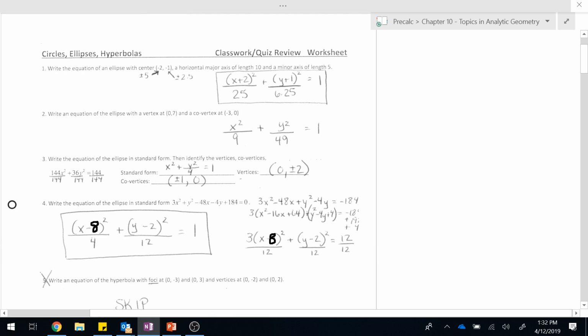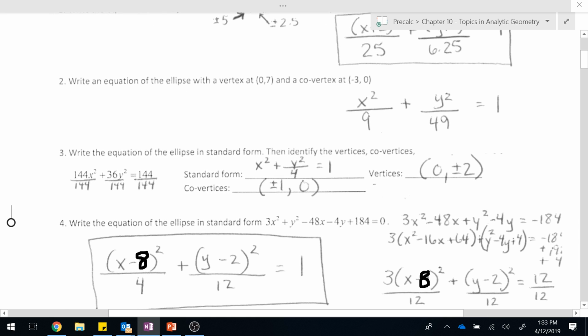Number 2, you have a vertex at 0, 7 and a co-vertex at -3, 0. So you're getting hints that this thing is centered at the origin. And then your a value is 7 and your b is 3. 0, 7 means it's going to go vertical on your major axis, and so you're going to put the larger number under the y. So x squared over 9 plus y squared over 49 equals 1.